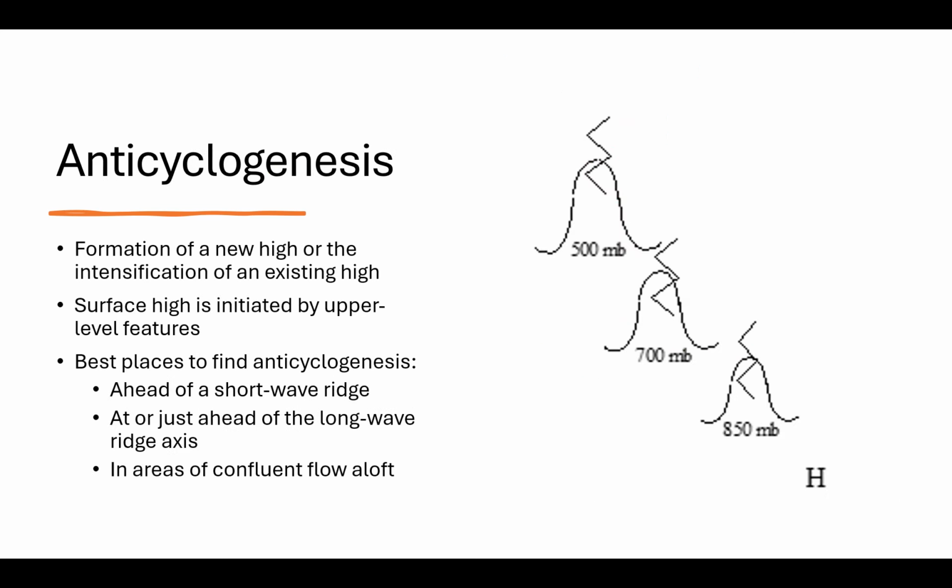Now for anticyclogenesis, this is the formation of a new high pressure or the intensification of an existing high pressure. Surface high is initiated by upper level features. Best places to find anticyclogenesis are ahead of the shortwave ridge, at or just ahead of the longwave ridge axis, and in areas of confluent or converging airflow aloft. Makes perfect sense. Look over here on the right. Our H represents our surface high pressure system.